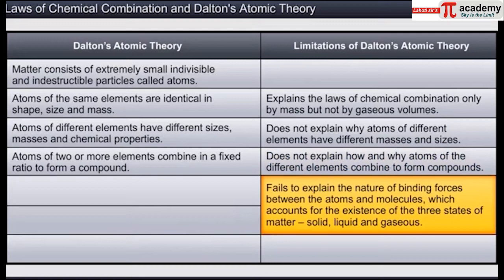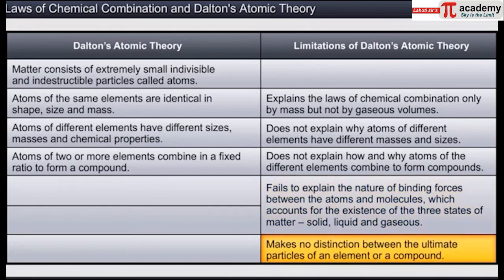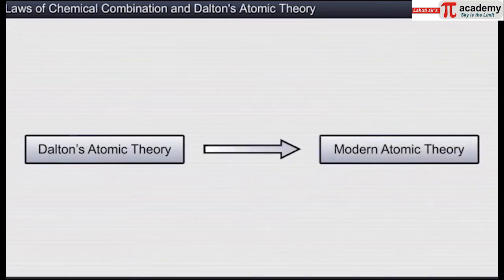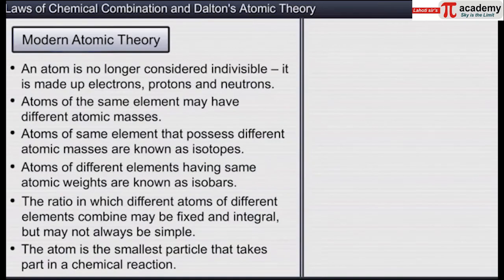It failed to explain the nature of binding forces between the atoms and molecules, which accounts for the existence of the 3 states of matter: solid, liquid, and gaseous. And it makes no distinction between the ultimate particles of an element or a compound. So, they modified Dalton's atomic theory, and it is now known as the modern atomic theory. Here are the key findings of the theory.